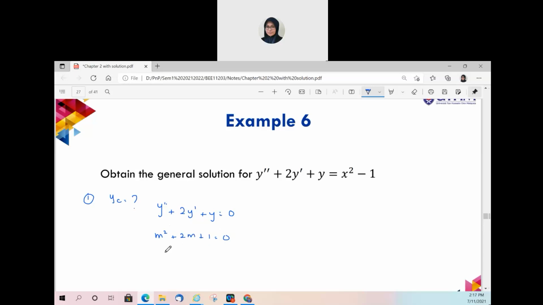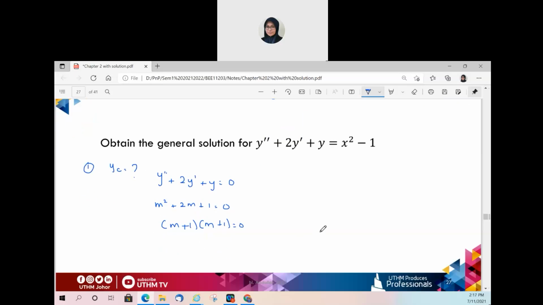Okay, then you have here m plus 1, m plus 1 equals 0. Right, betul tak? Okay, you have m, 1, 1, and plus, this one times this one, m square, plus m, this one, plus m, and this one, plus 1. Then m square plus 2m plus 1. Right, betul? Betul.